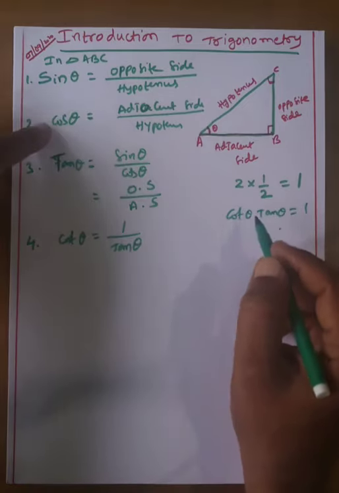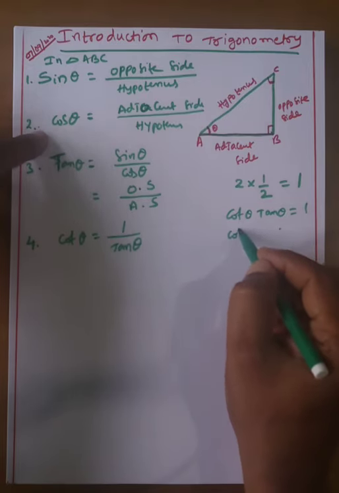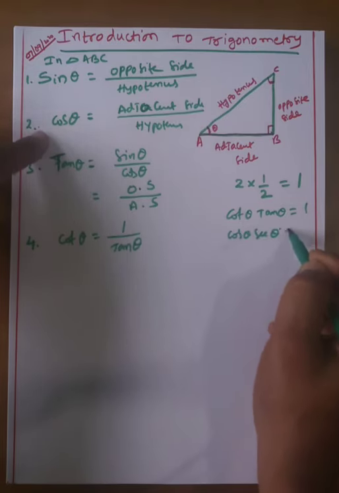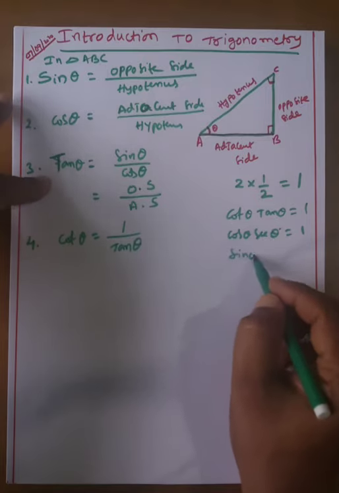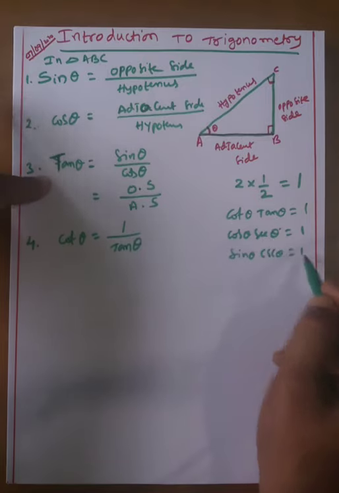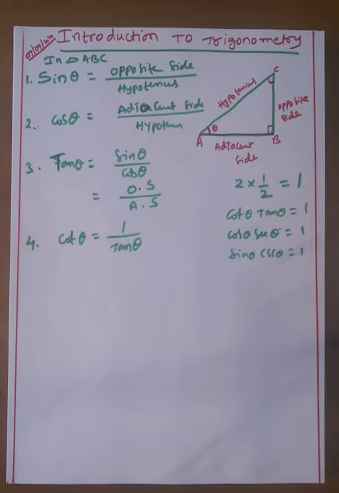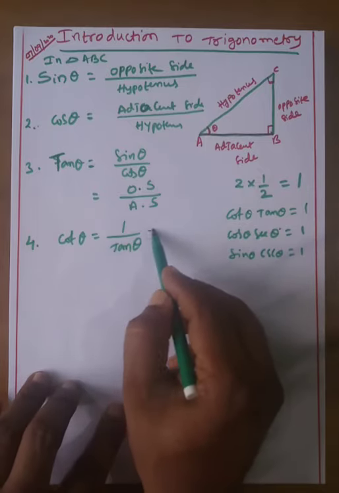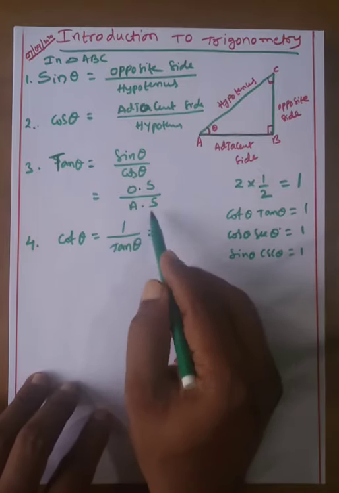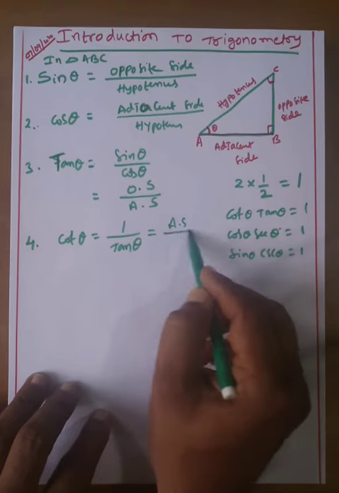And cos theta is the reciprocal of secant theta, so their product is equal to 1. Next, sin theta is the reciprocal of cosecant theta, and the product is equal to 1. That's why cot theta is equal to 1 by tan theta. Cot theta means 1 by tan theta, which means adjacent side by opposite side.